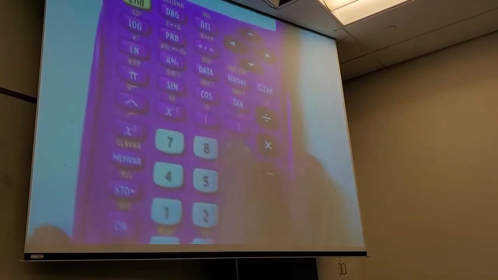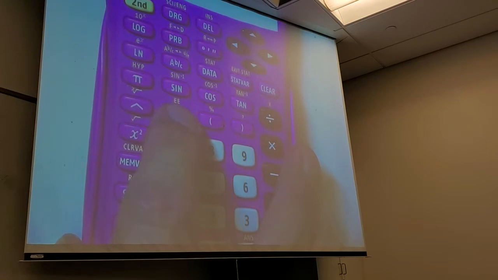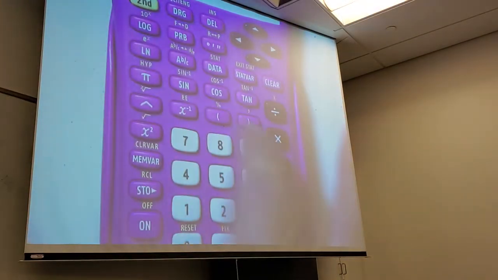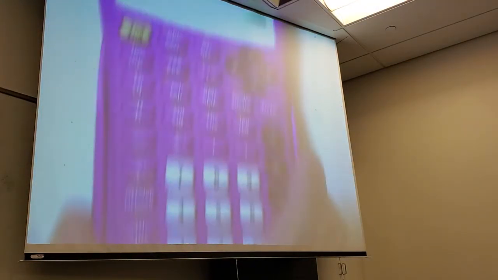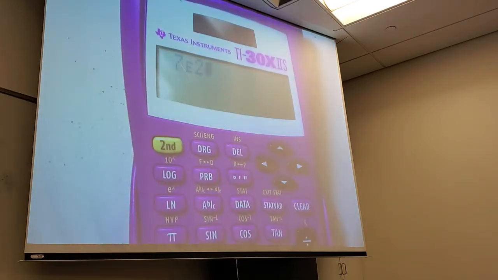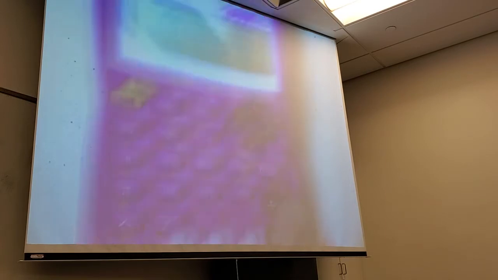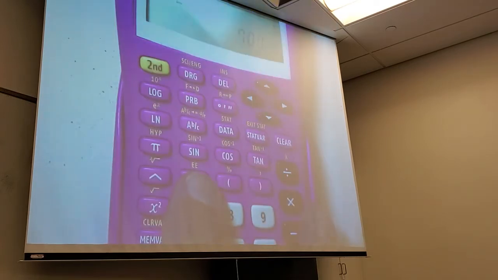Yes. See this little EE? That means times 10 to the. So if I do 7 E 2, that's 7 times 10 squared. What would that be? 10 squared is 100, times 7 is 700. See it? My lighting's bad, but oh well. So the little EE is scientific notation.